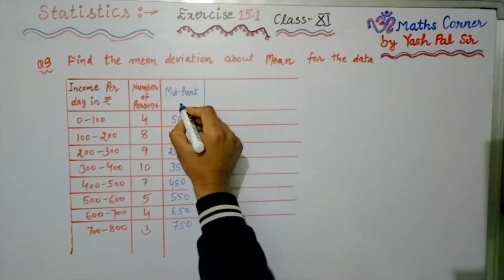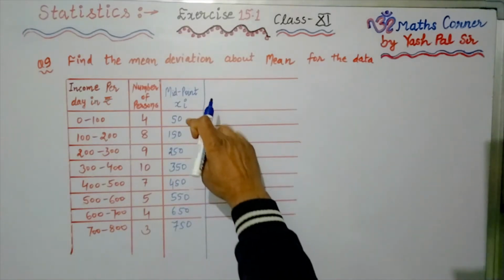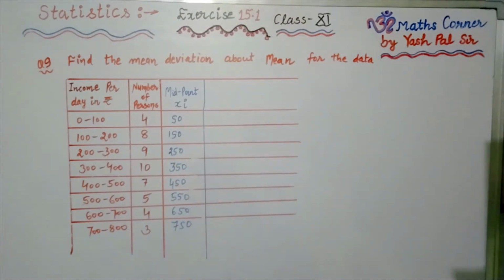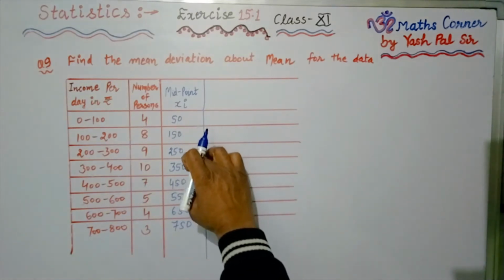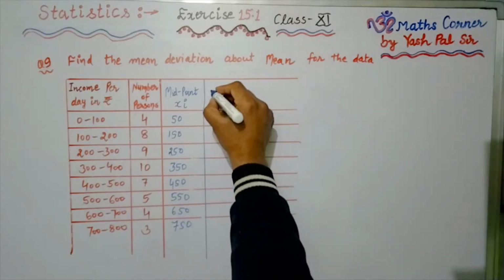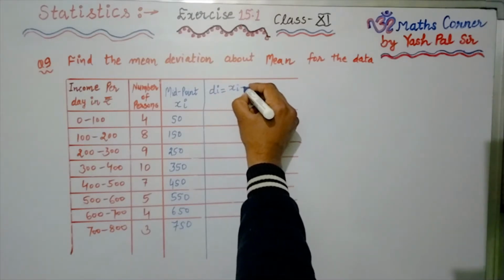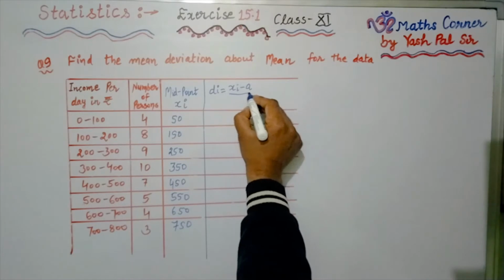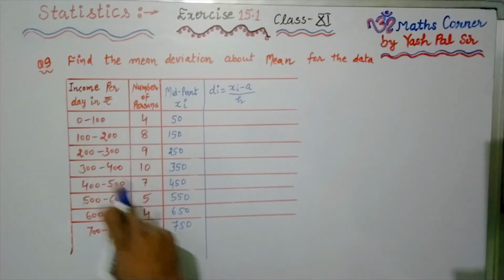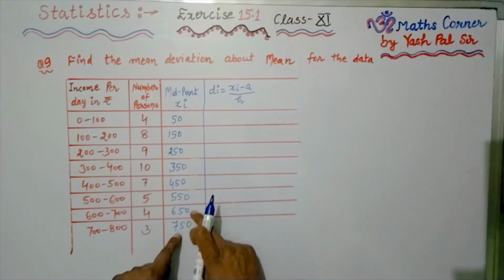Okay, now we name this midpoint as xi. Right, now we see that these observations under xi, the values are high. 50, 150, etc. So we shall apply the shortcut method here. That is, we are going to find di. What is di? Xi minus a, the assumed mean, divided by h. H means the length of class interval, 100 minus 0, which is 100. Okay, so what is the assumed mean?